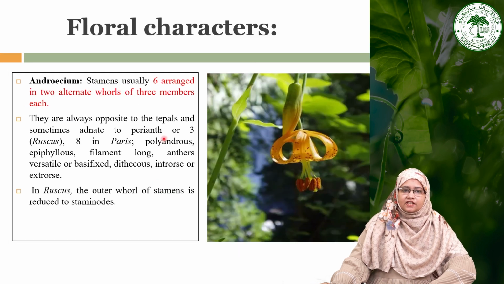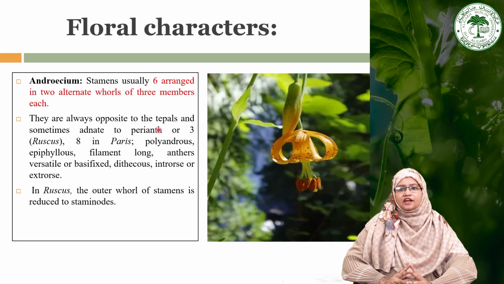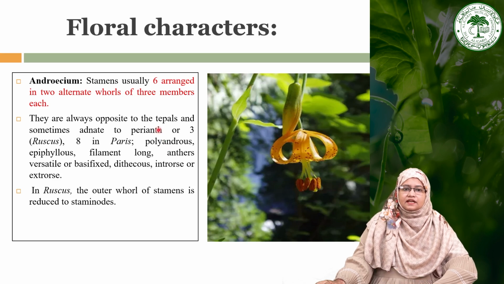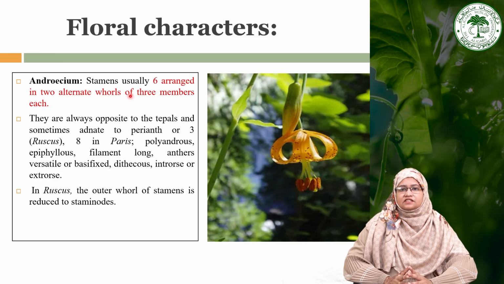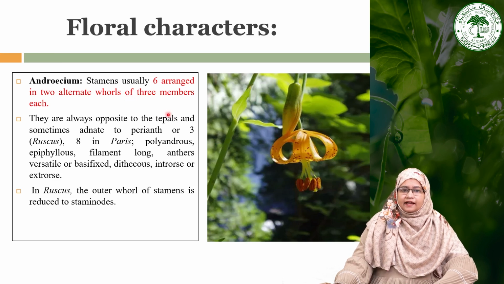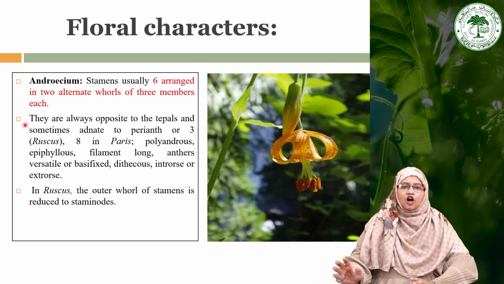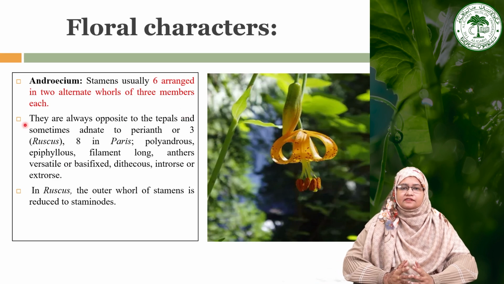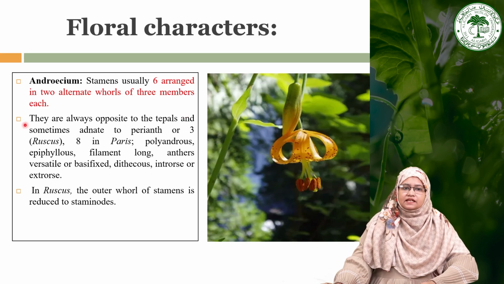Now, moving towards the next floral character, that is the androecium, which is the male reproductive part of the family Liliaceae, which comprises 6 stamens arranged in 2 whorls, with 3 stamens in each whorl. The androecium is represented by 6 in number.